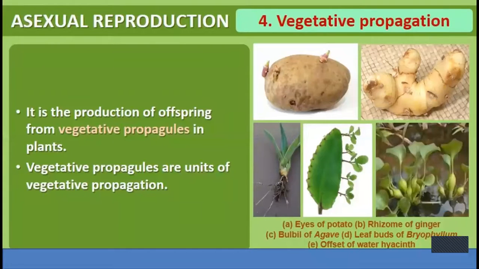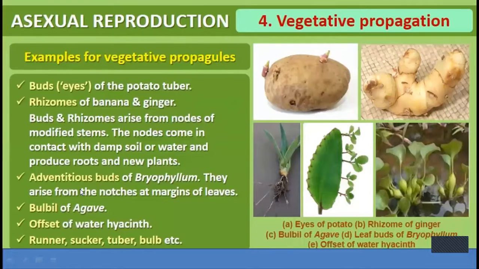So, what is vegetative propagation? It is the production of offspring, or new plants, from vegetative propagules in plants. Vegetative propagules are the units of vegetative propagation. We have already done these: eyes of the potato tuber, rhizome of banana and ginger, adventitious bud of Bryophyllum, bulbil of Agave, offset of water hyacinth, runner, sucker, tuber, bulb, etc.